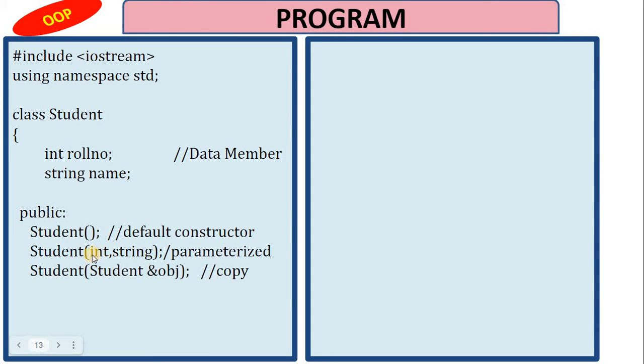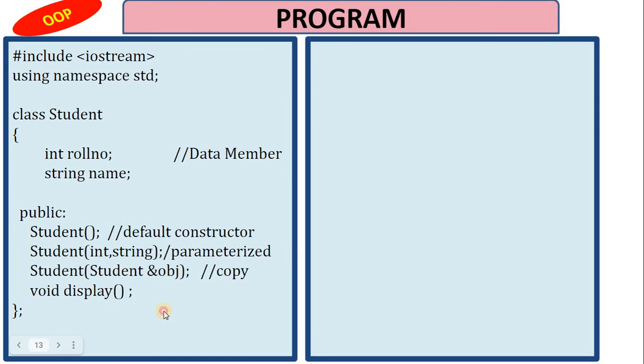The second constructor which we can see is the parameterized constructor. We are having two parameters as we are having two data members. One is integer and second is string. And third is the copy constructor, where we are passing the object to a constructor of the class student itself, and then we are using a display function, which is a member function. So, this is how we have declared all the four functions.